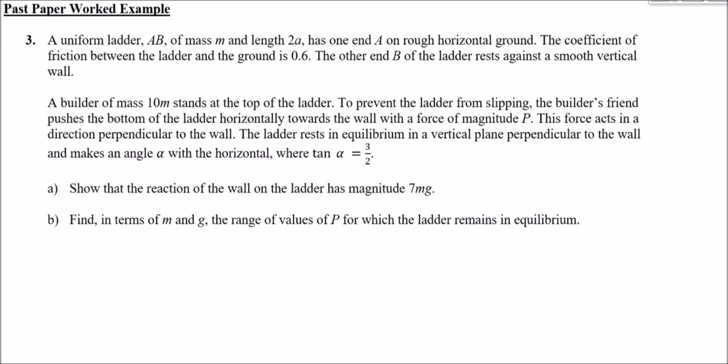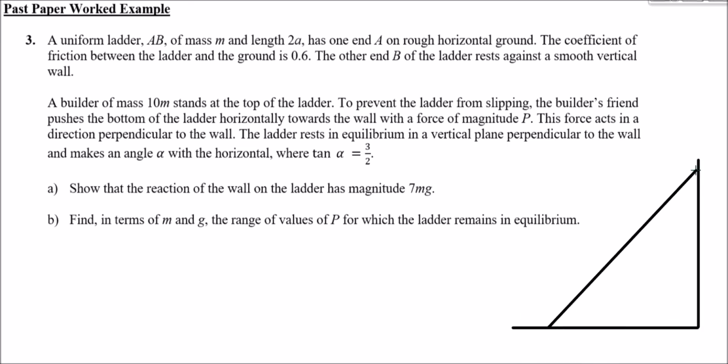So let's start to draw this in. So if I just draw first of all the ground, the wall, and the ladder. So it says one end is at A on the rough ground, so that's A. B is therefore against the wall. We're told this time that the coefficient of friction between the ladder and the ground is 0.6.